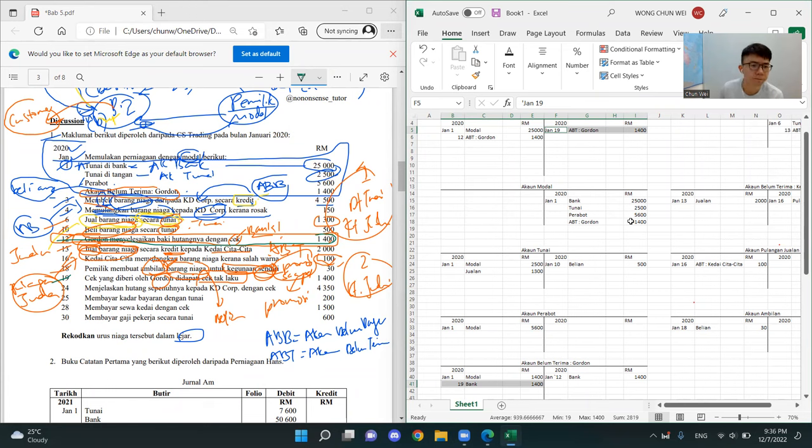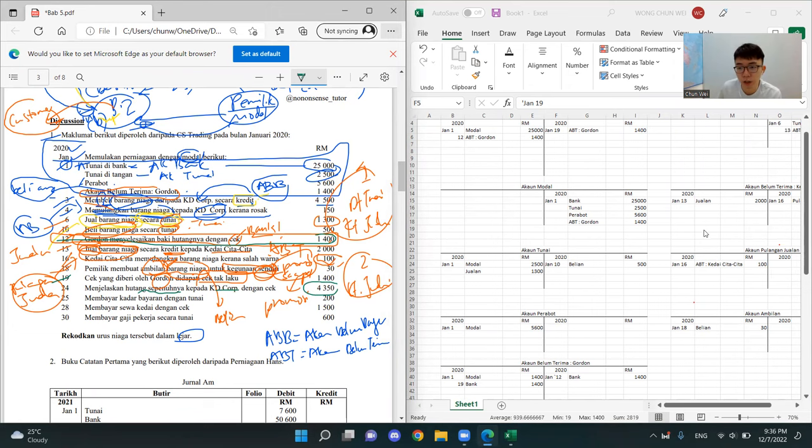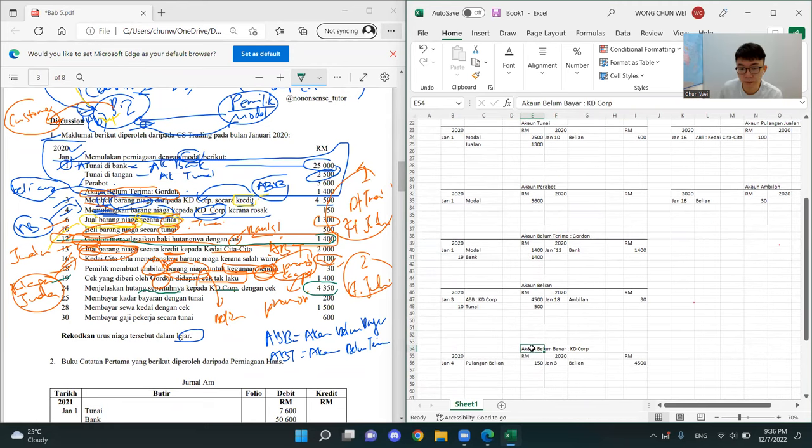We move on to 24th. Okay, last four. Settling the debt in full to KD Corp with a cheque of 4,350. By the way, who's our KD Corp? KD Corp is actually our account, unpaid. We owe KD Corp. And now we are settling the debt with a cheque, meaning what? We pay by cheque to KD Corp. I pay KD Corp to clear off the debt.